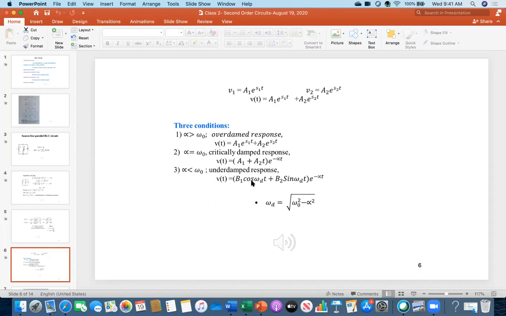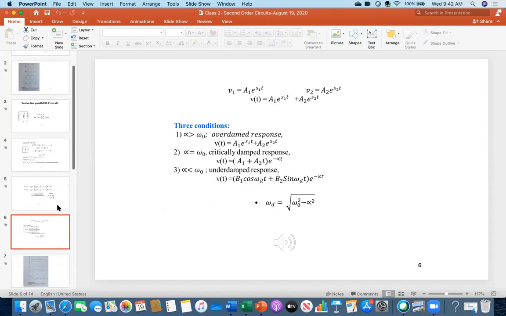But everybody see, in this expression cosine and sine terms are involved. This means it will look like a sinusoidal response in the underdamped case. So therefore, I am coming back to this slide again.